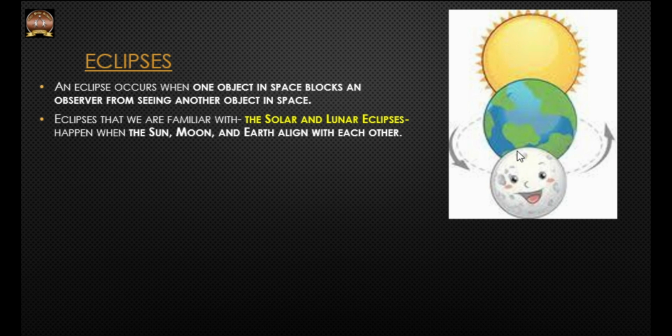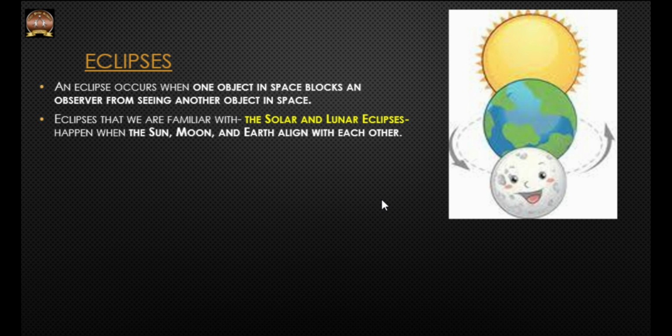The orbit of the moon is tilted at around 5 degrees against the orbit of the earth and the sun. For this reason, the chances of such an alignment happening is only around 2 to 3 times every year.